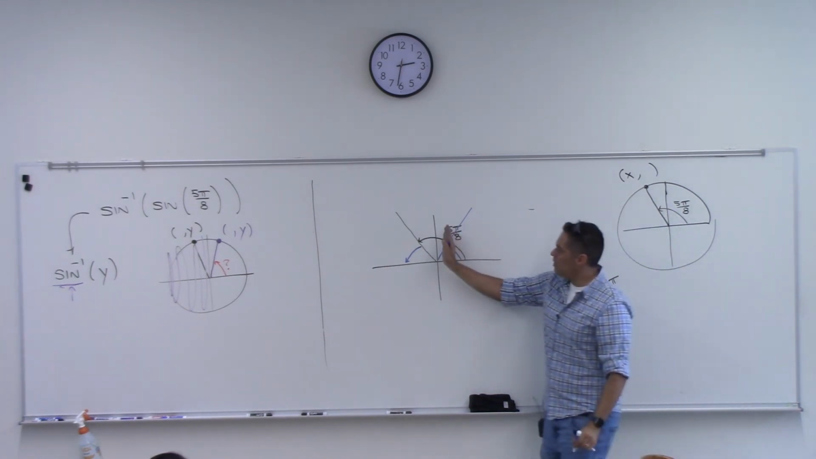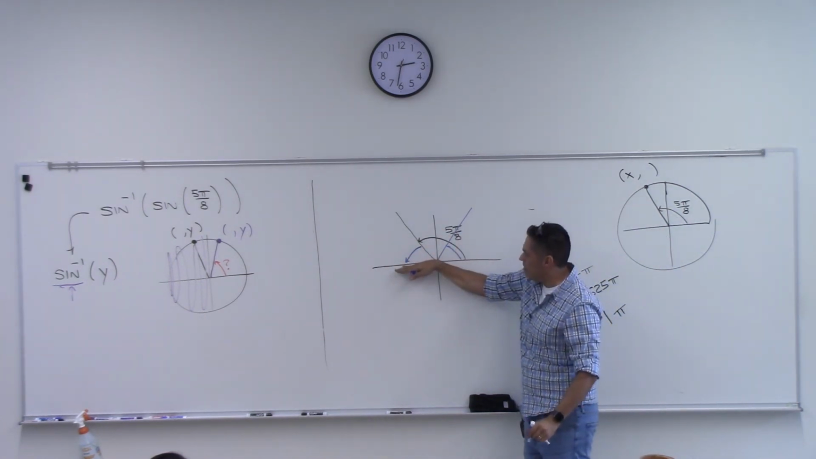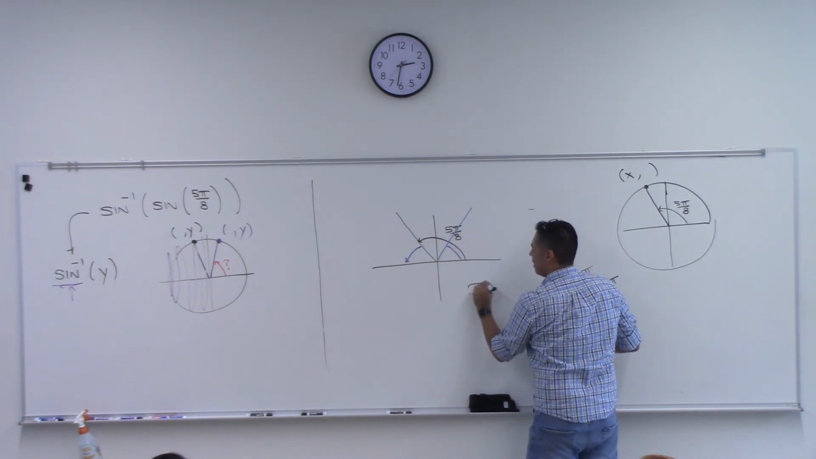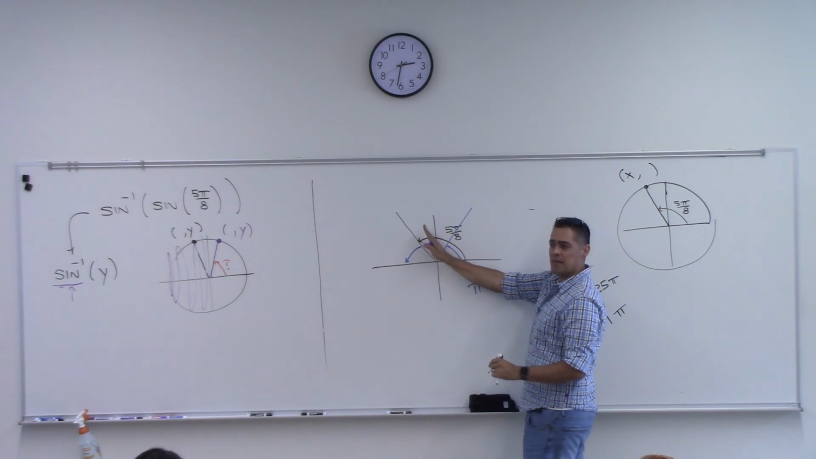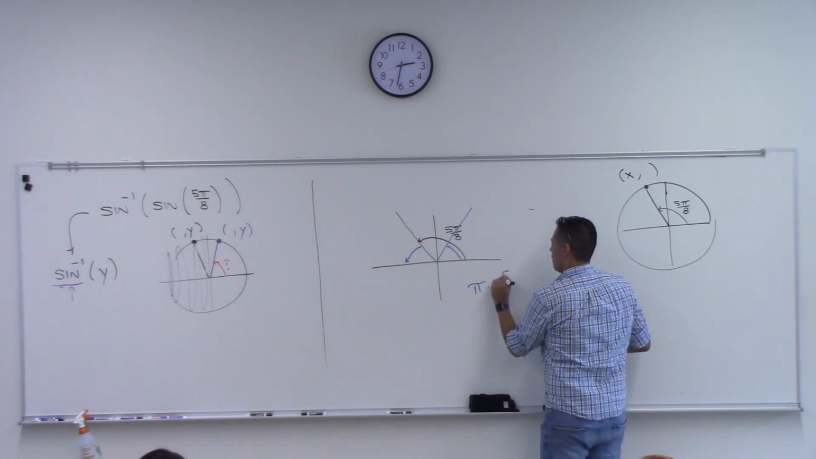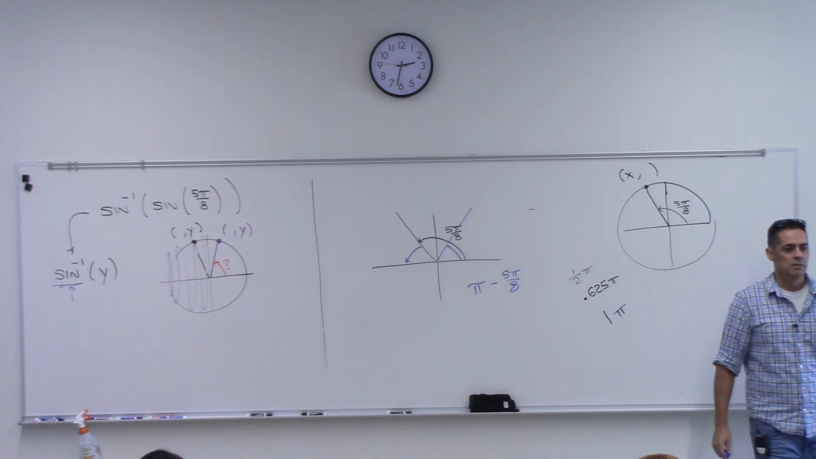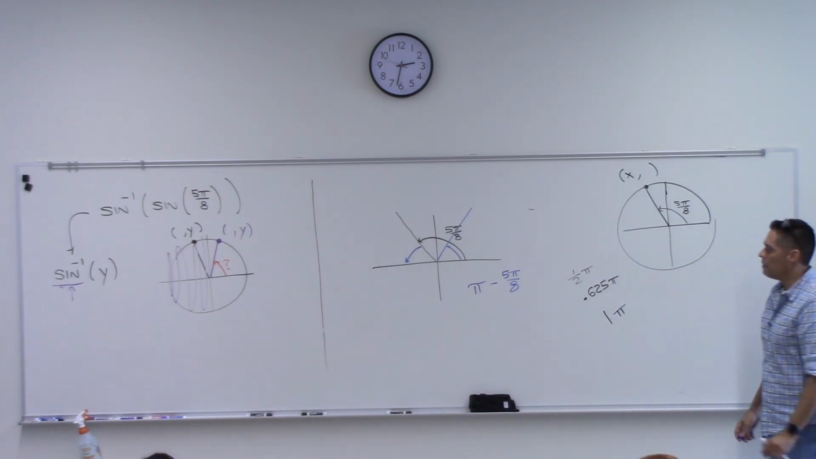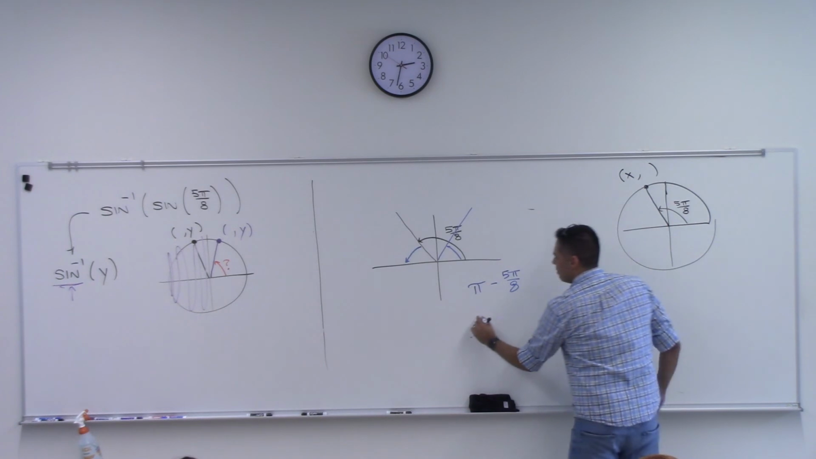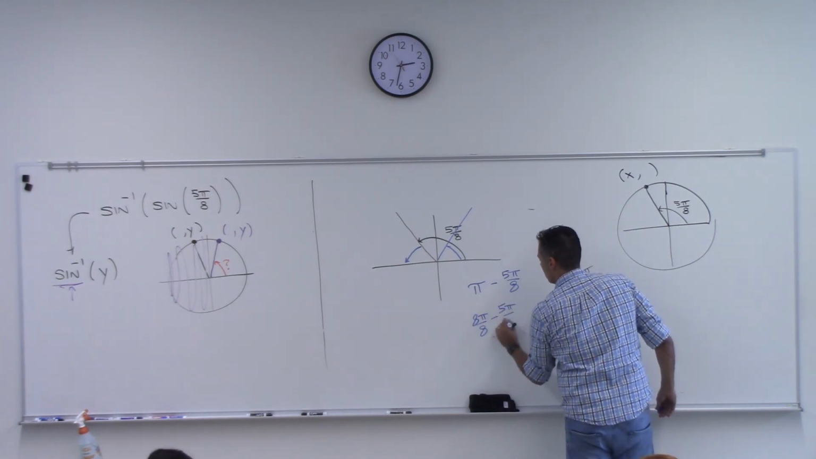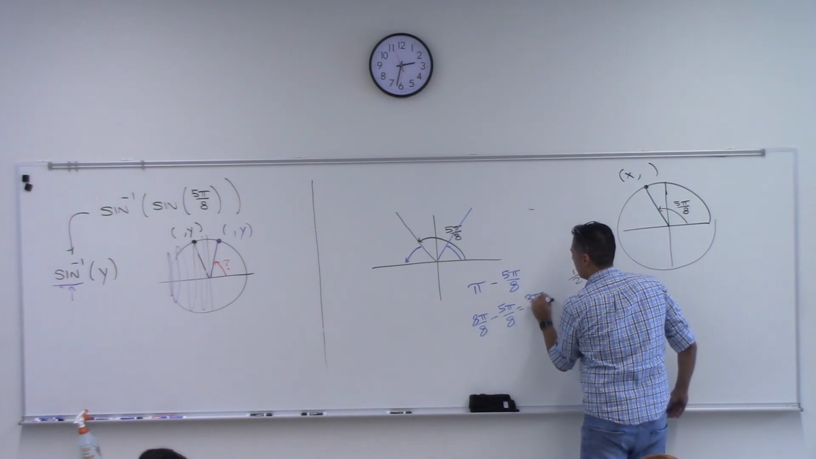So what's all the way? From here all the way, what's that? Pi, right? So I'm going to take pi, and then I'm going to subtract from it this angle right here, 5 pi over 8. And that will be my angle. And then you get a common denominator, 8 pi over 8 minus 5 pi over 8. And that gives you your 3 pi over 8.